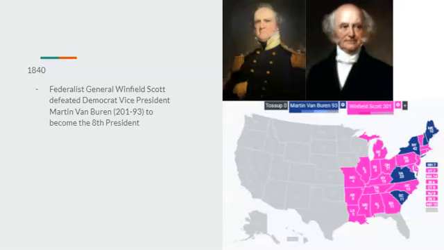However, we go on to 1840. The Federalists would nominate Mexican-American General Winfield Scott, and the Democrats would nominate Vice President Martin Van Buren. And Van Buren would get absolutely wrecked because of the Panic of 1837. If I'm getting my numbers correct, Winfield Scott will become the 8th president.